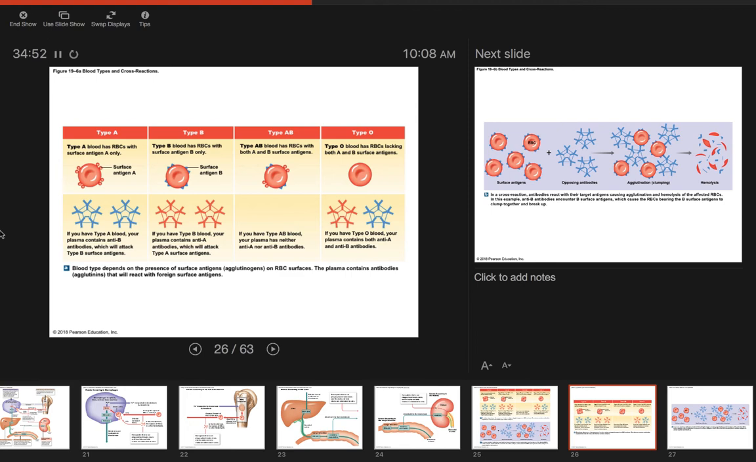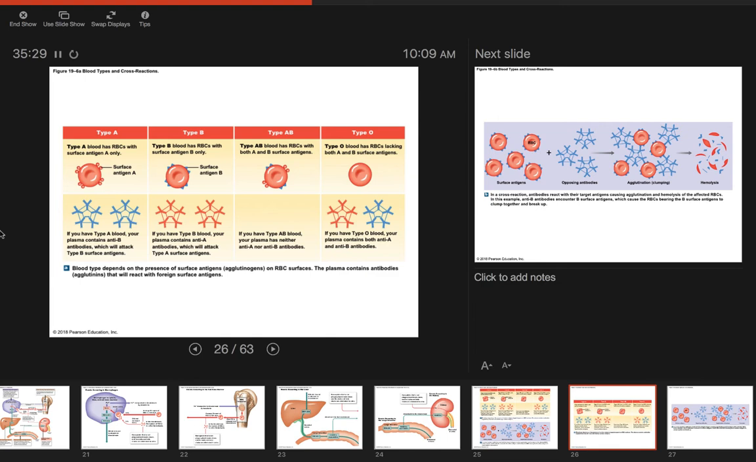So a person that has the surface antigen A, they are type A, and they have the B antibody in their plasma. A person that's type B, they have the B antigen on their red blood cell, and they want to protect themselves against the A antigen. So they are going to have the A antibody in their plasma. Okay, because A antibody will bind to the A antigen.